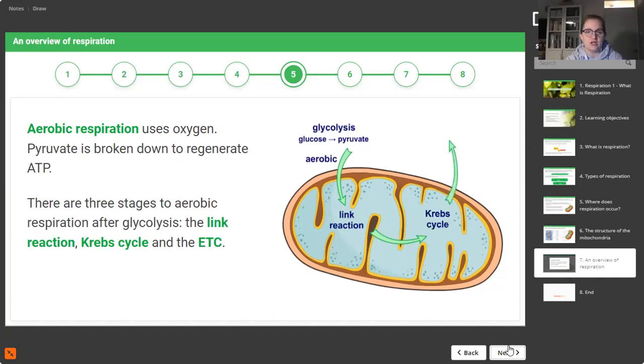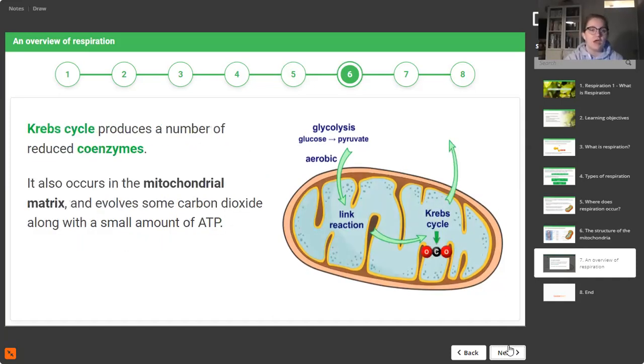After the link reaction, we have the Krebs cycle. In the Krebs cycle, it produces a number of reduced coenzymes. We'll look into them in a bit more detail in a moment. And this also happens in the mitochondrial matrix and involves some carbon dioxide along with a small amount of ATP.